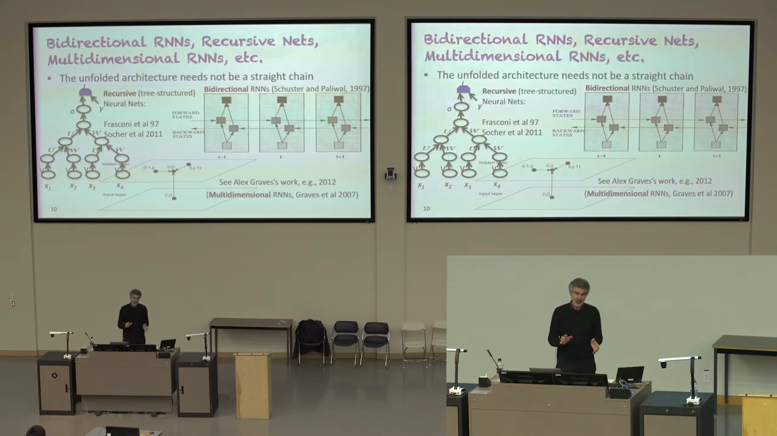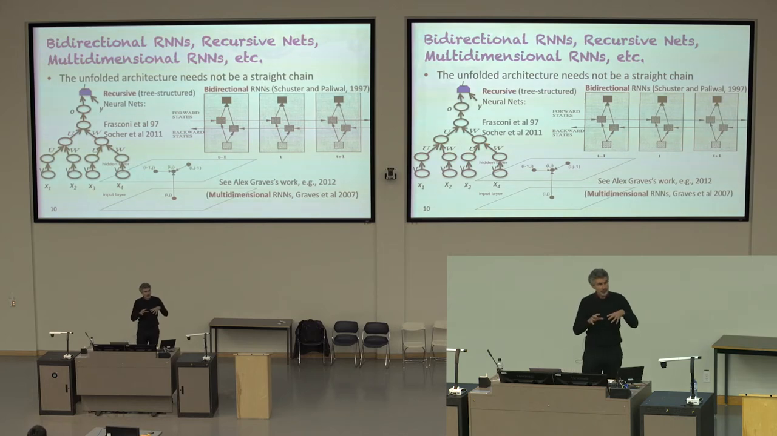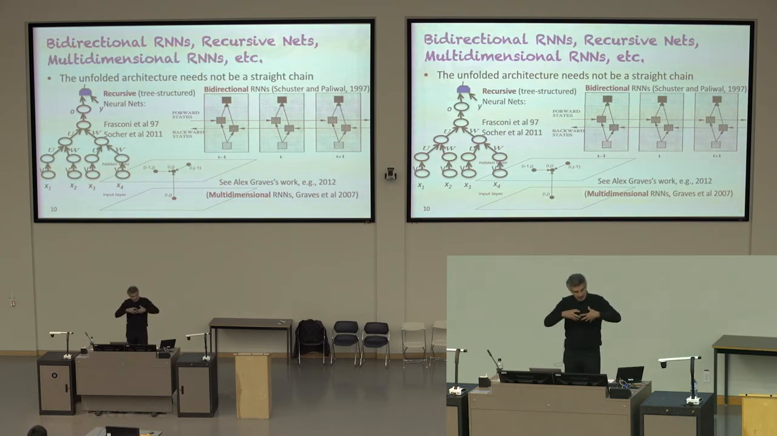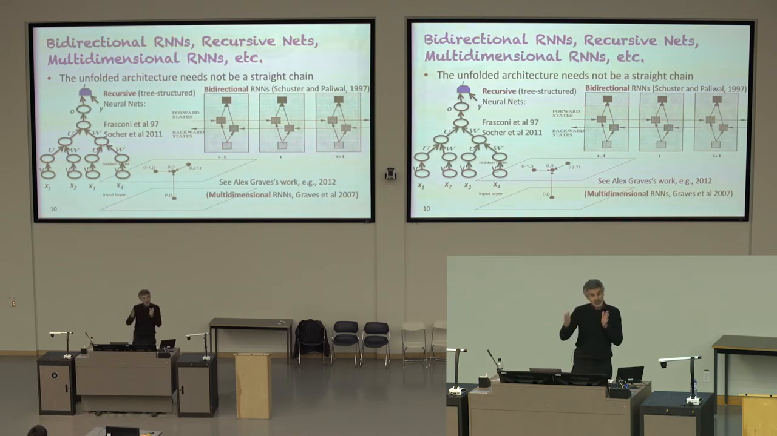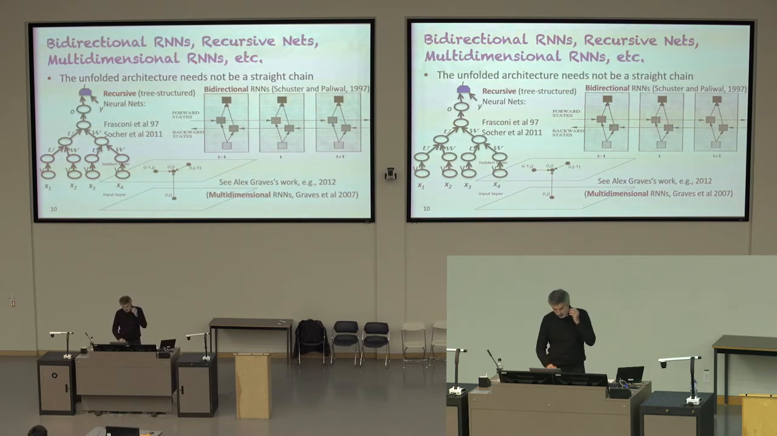So this idea of sharing parameters to create unfolded architectures that may have, in the end, very few degrees of freedom but can do very complex computation has been generalized not just to chains like in RNNs but also to trees and, in fact, to any kind of graph. A few of the architectures from the early days of deep learning are there. So the tree structure is very natural.